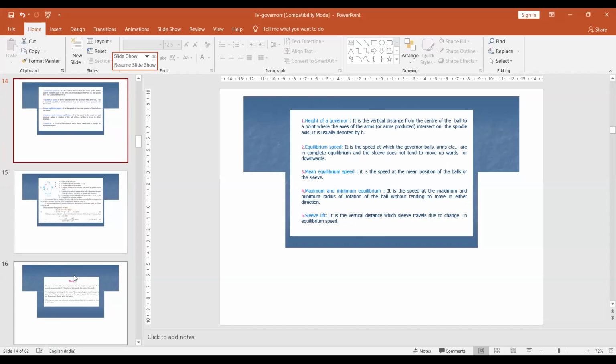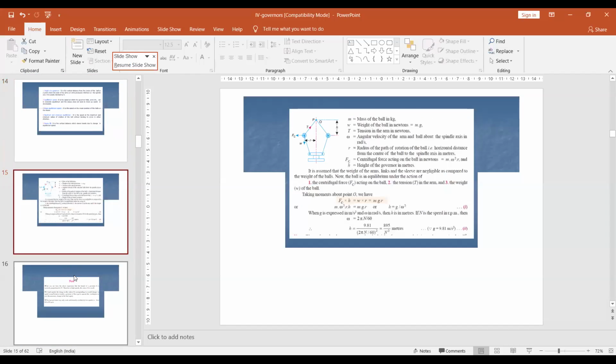So what is the procedure for getting the unknowns, the height of the governor and the speed of the governors? Those are the unknowns, calculated with the help of small derivations. That means a small mathematical formulation is there. We are just taking the equilibrium conditions, so those are already known.